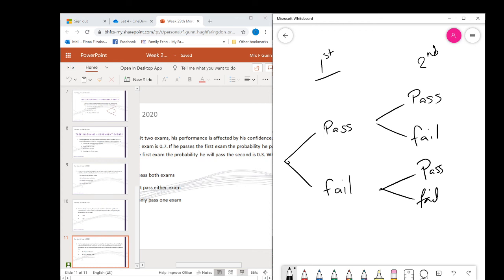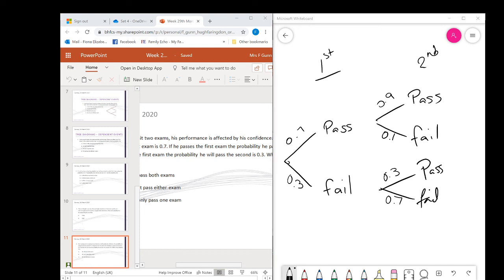The probability you pass the first exam is 0.7, which means the probability he fails, remember these two have to add up to 1, is 0.3. If he passes the first exam, the probability he passes the second is 0.9, which means the probability he'd fail it is 0.1. If he fails the first exam, the probability he will pass the second is 0.3, which means then to fail, it's got to be the rest. Remember, the pairs add up to 1, so 0.7.